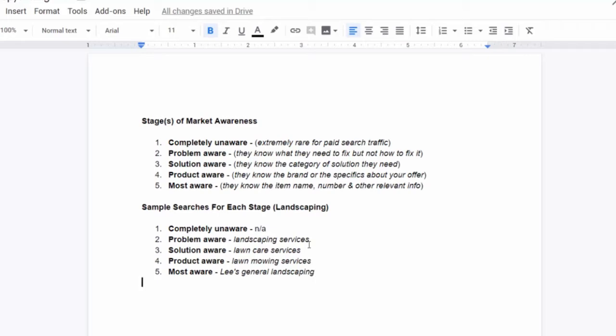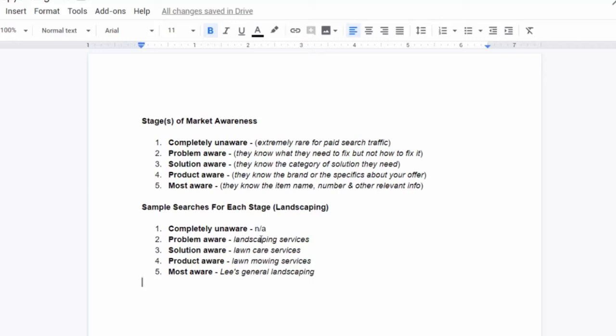And then stage number 3, solution aware. This is where they're typing in lawn care services because they know that's the solution they're looking for. Again, this can mean a lot of different things. Lawn care services can be watering the grass, planting seeds to grow the grass, mowing the lawns, right? And that's where product aware comes into play, stage 4. This is where they know exactly what they need as far as the product or the service. So lawn mowing services. Notice the hierarchy here.